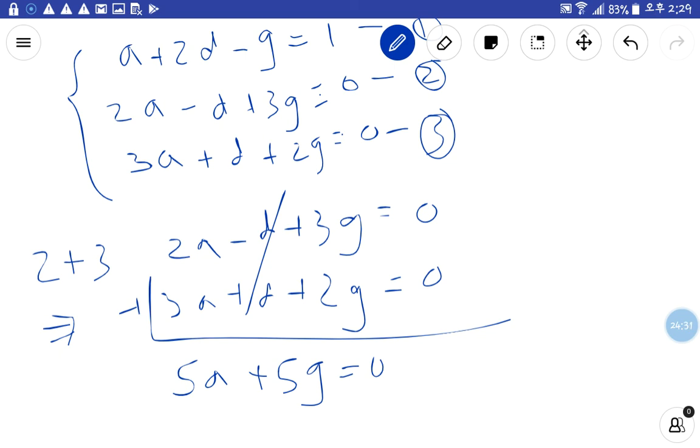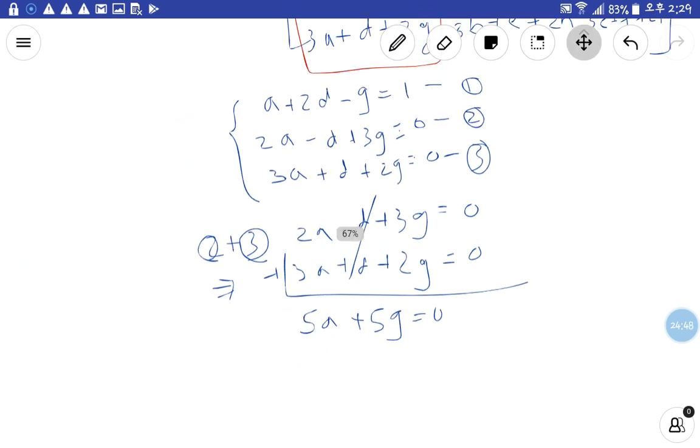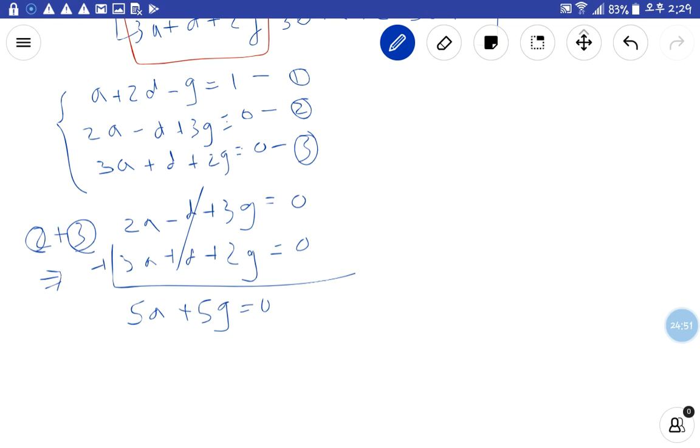Okay, and then for my second, I have to get rid of D again to leave A and G only. So I'm going to do 1 plus 2 this time. But if you do the 1 plus 2, you cannot cancel out. So what you need to do is the 2 times 2, so that I get A plus 2D minus G equal 1.